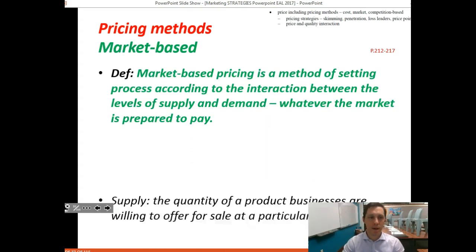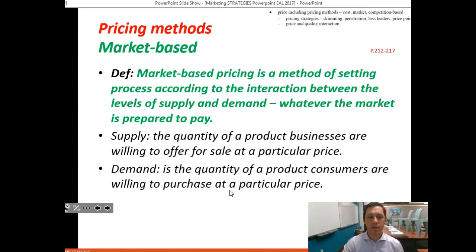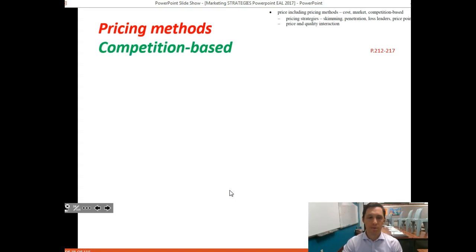Another pricing method is your market-based, so looking at a method of setting prices according to the interaction between the levels of supply and demand. So whatever the market is prepared to pay. For those of you who do economics, it's effectively the equilibrium price that the free market establishes in relation to that product. So in the context of that, supply is the quantity of a product businesses are willing to offer for sale at a particular price, and demand is what level of quantity the customer is demanding of that or willing to purchase at a particular price.